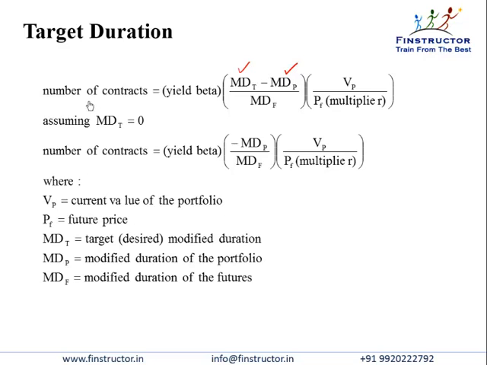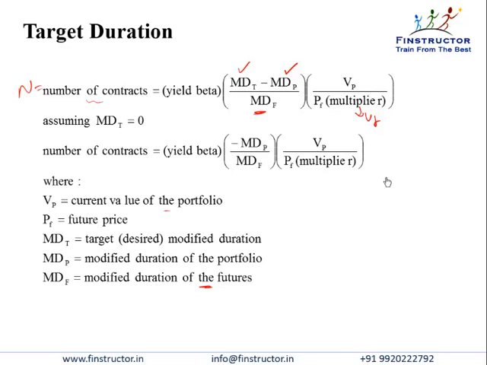So what is the number of futures contracts that we need to long or short to change the duration of the portfolio from MDP to MDT? MDF is the modified duration of the futures, VP is the value of the portfolio, PF is the price of the future, PF into the multiplier will be the value of one futures contract. This is the number of contracts N that we need. So we'll solve it in exactly the same manner.